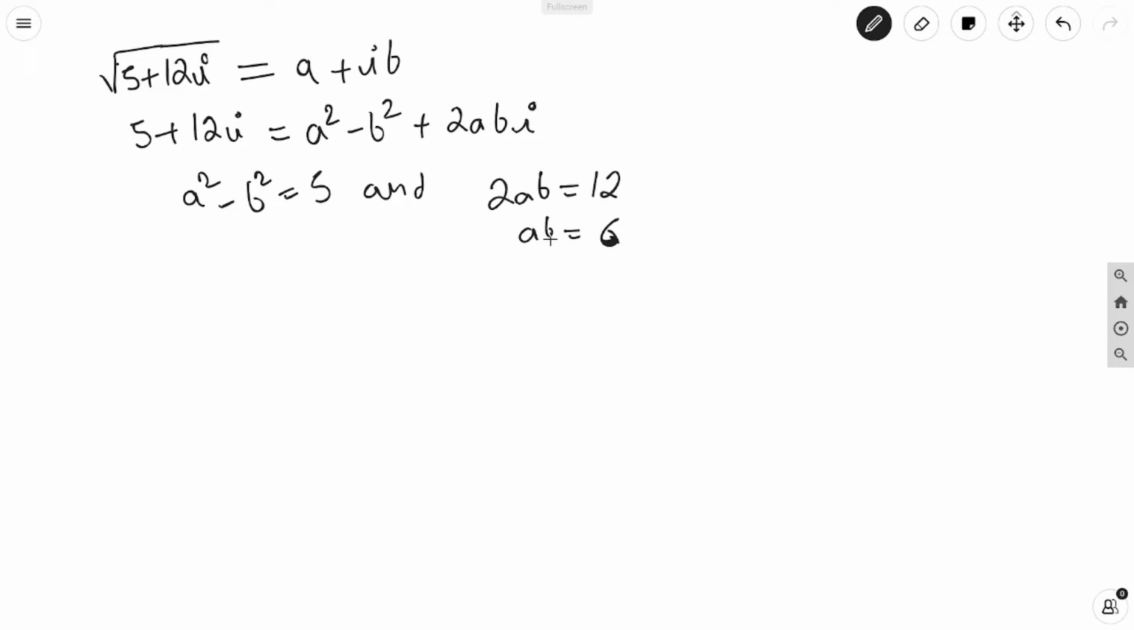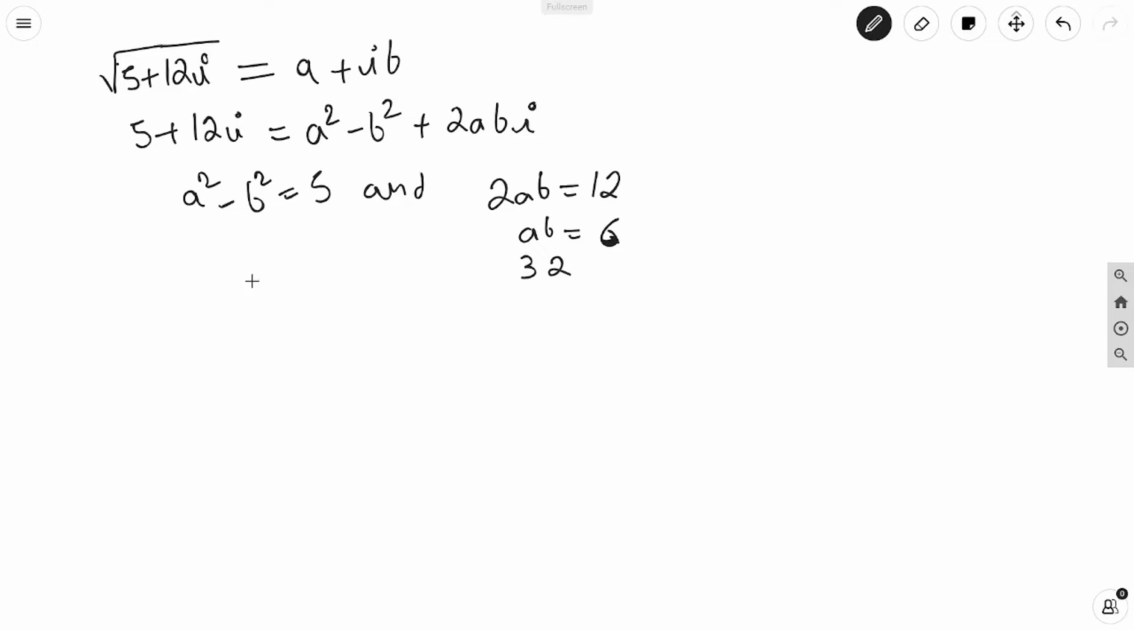Think of two numbers whose product is 6, but the difference between the squares of these two numbers is 5. What comes directly to your mind is 3 and 2. The product of 3 and 2 is 6, and the difference between the squares of 3 and 2 is 5, like 3 square minus 2 square equal to 5. So here we got the values of a and b.